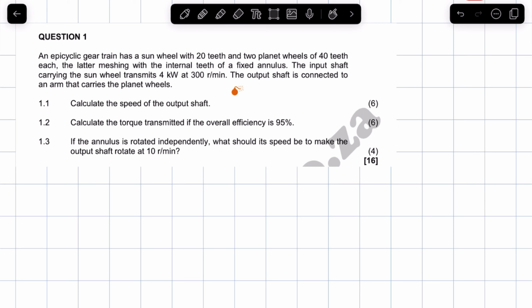So today we'll be looking at a problem based on epicyclic gears, which is module 1 in Mechanotechnics N5, right?